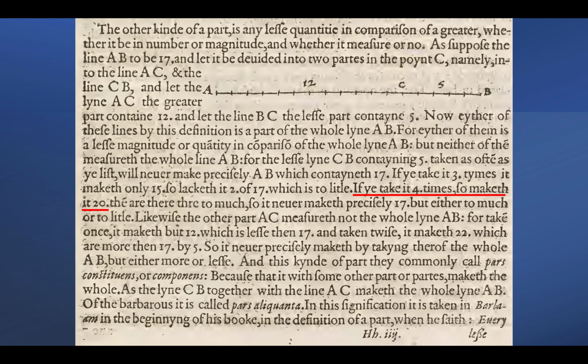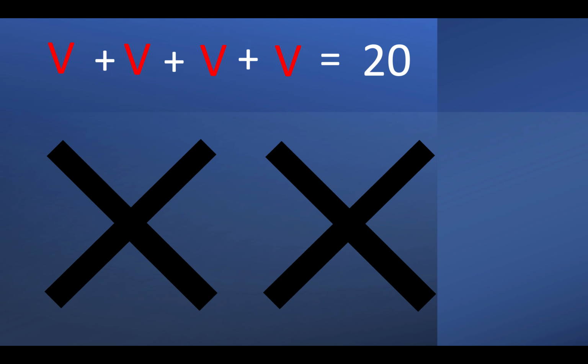So if we think about this, if ye take it 4 times to make it 20, he's talking about 5 there, the line CB is 5, take it 3 times it makes 15, if you take it 4 times it makes 20. So let's just have a quick look at 20, because 20 would be 4 V's. 4 times 5 equals 20. Now 20 occurs in the sonnets only once. "When I break 20, I am perjured most."